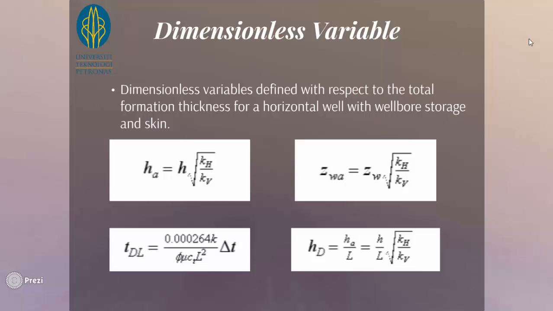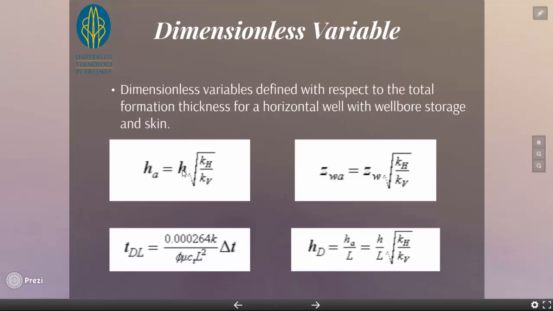When the vertical permeability is low, the apparent vertical distances are increased. The apparent open interval thickness Ha and position of the horizontal drain hole with respect to the lower boundary of the zone Zwa are defined respectively, where Ha equals h times square root of the horizontal permeability over the vertical permeability, and Zwa equals Zw times square root of horizontal permeability over the vertical permeability.